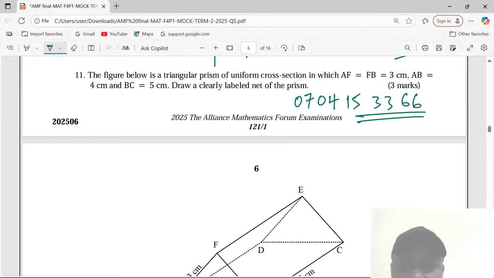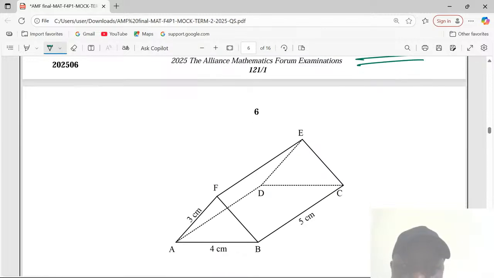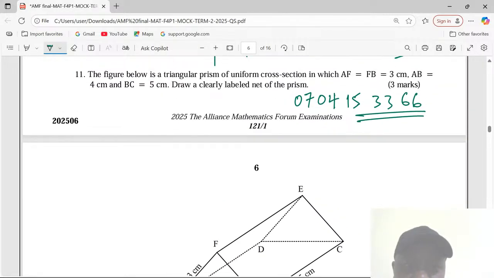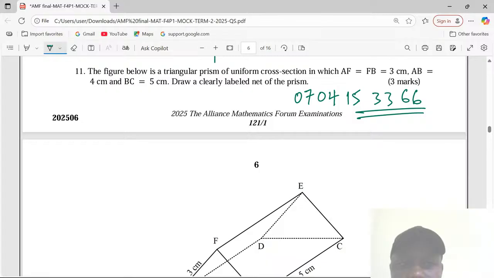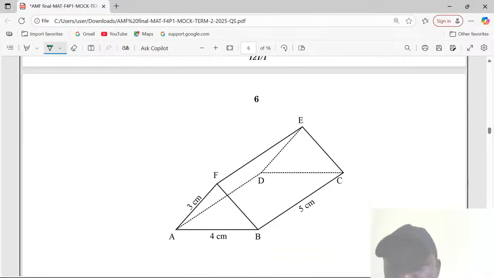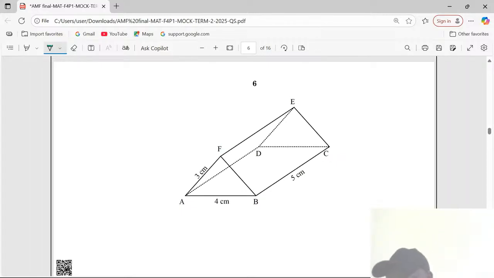Then AB equals 4 centimeters. Then the length BC is 5 centimeters. Clearly draw a well-labeled net of this particular prism. The drawing of nets, ladies and gentlemen. Form 1 work, yet very serious.